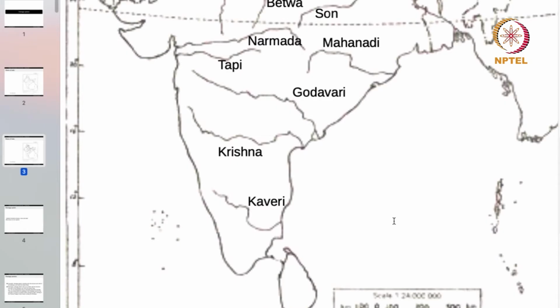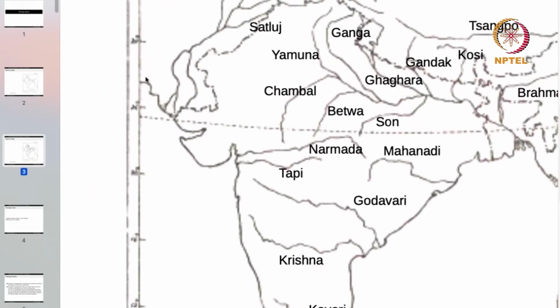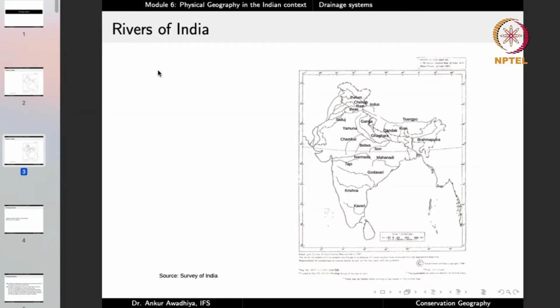Then we have the peninsular drainage. The peninsular drainage is comprised of the drainage patterns of Mahanadi, Godavari, Krishna and Kaveri. These are the 4 main rivers in the peninsular drainage. And then we have 2 rivers that are unique in the sense that they drain into the Arabian Sea. All of these other rivers were draining into the Bay of Bengal. But these 2 rivers, Narmada and Tapi, move from east to west and drain into the Arabian Sea, similar to the Indus river. So these are the various rivers of India.